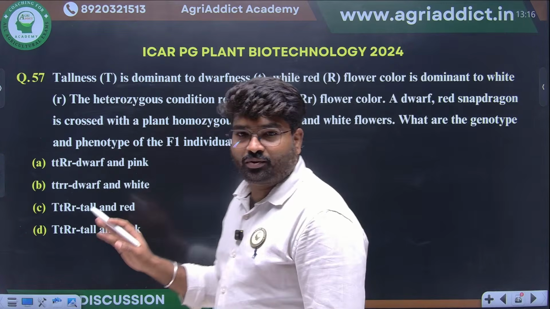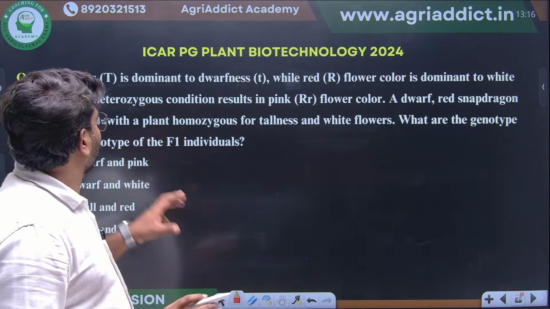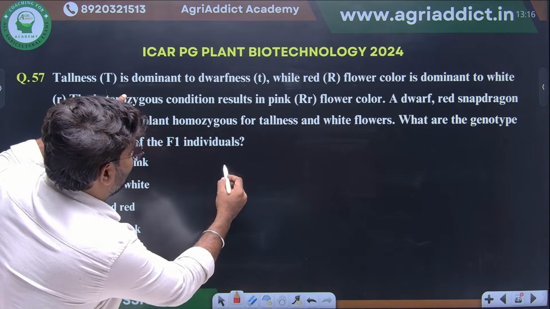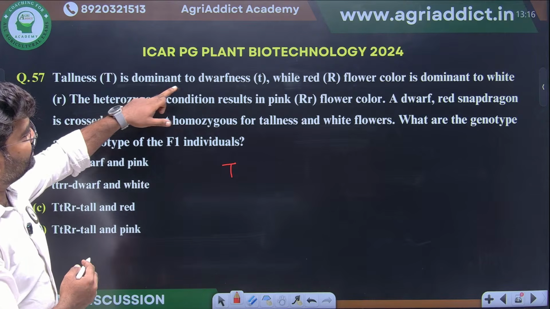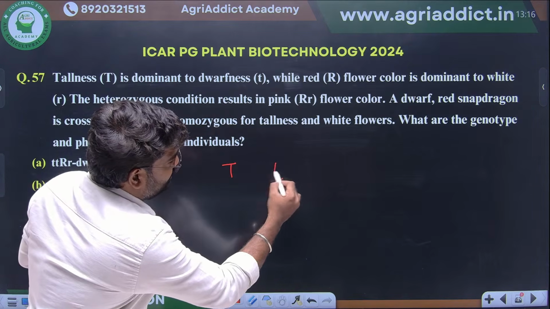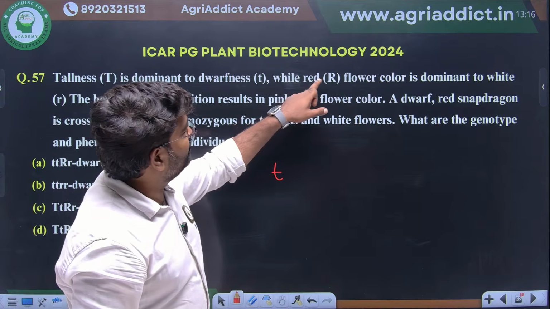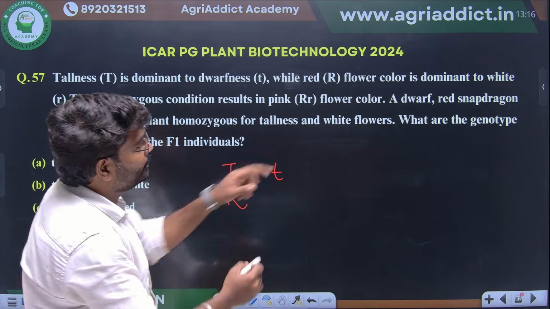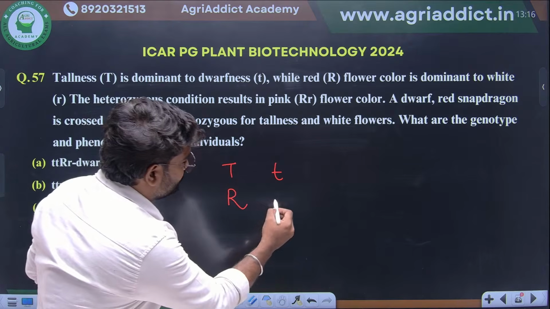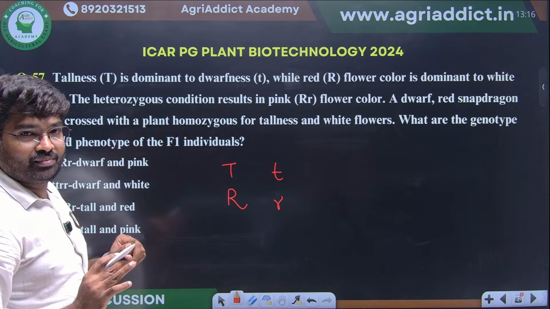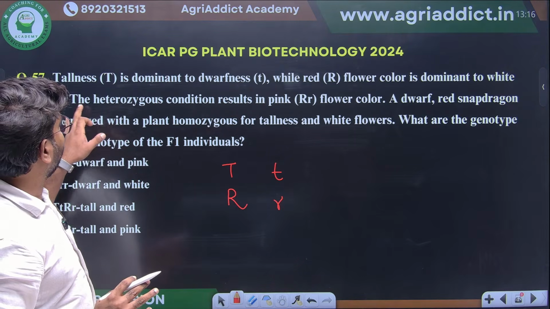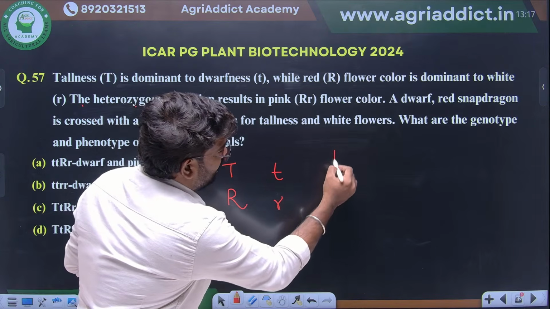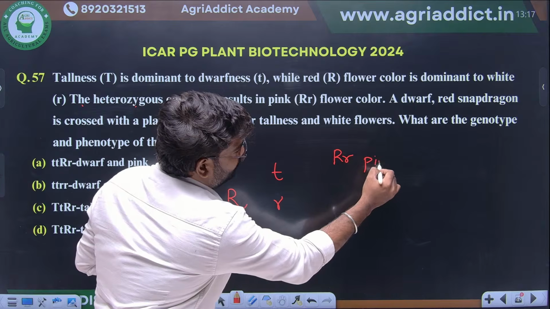Second question. You have to observe this properly. This we are going to solve. What is the question? Tallness is dominant. T is for tallness, dominant to dwarfness, which is small t. Red flower color is dominant and white is recessive. Next they are saying the heterozygous condition results in pink color. So Rr means pink color will be produced.